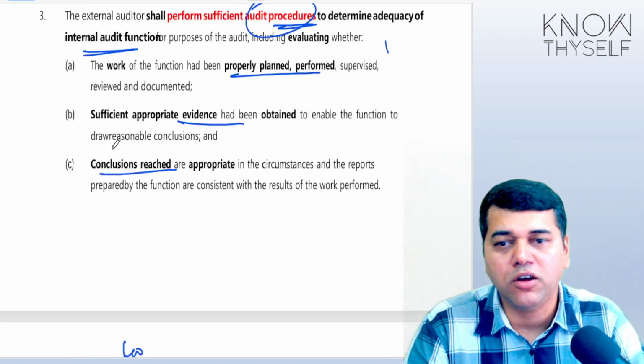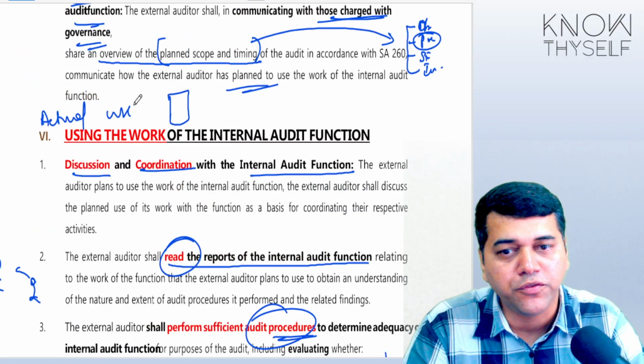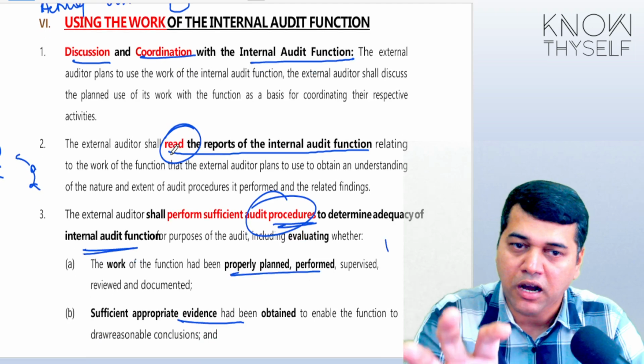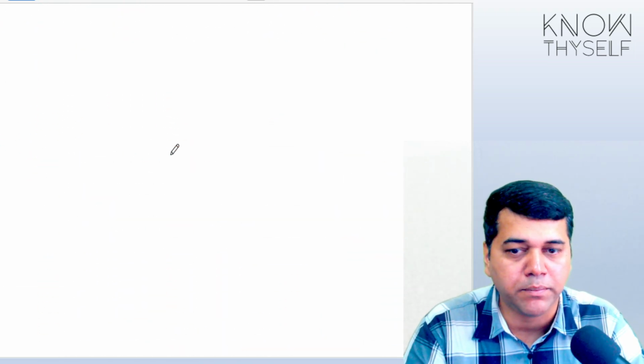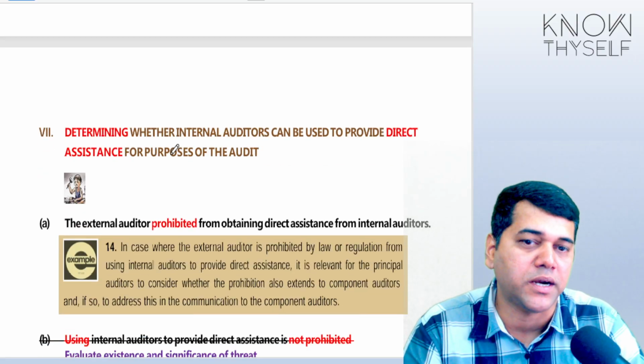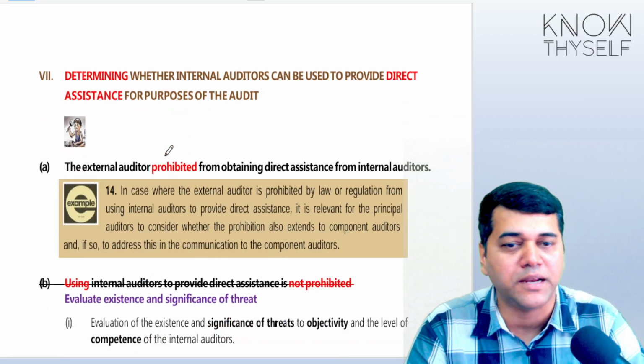Okay, so these are all the audit procedures which you are going to perform if you decide to use the work. How do we map this in our mind now? Shall we do this particular mind mapping? Because with this, we are done with the first part. Now, what comes is only the second part.